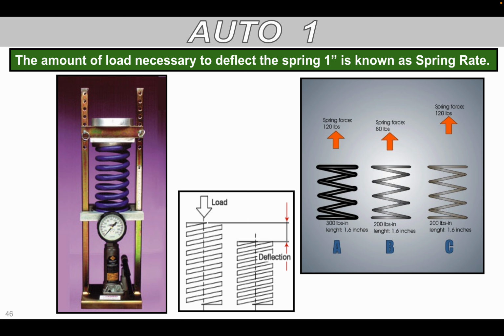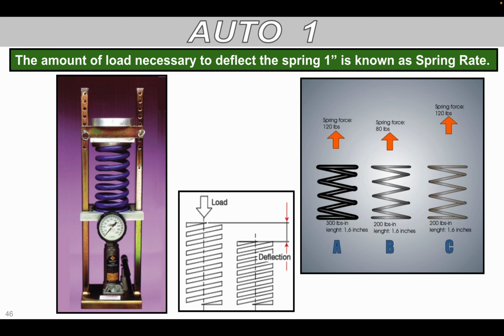It's the amount of weight that we need, or I should say not weight, the load necessary to deflect that coil spring by 1 inch. How strong do you need to be to push that down by 1 inch? It's going to be some poundage. And different springs are going to have different spring rates.